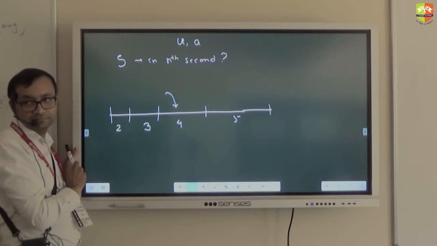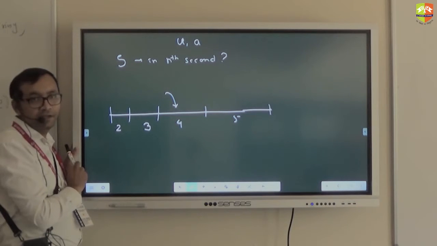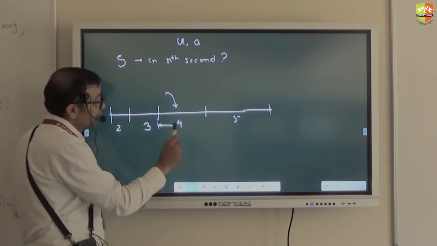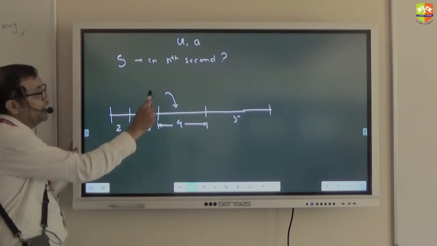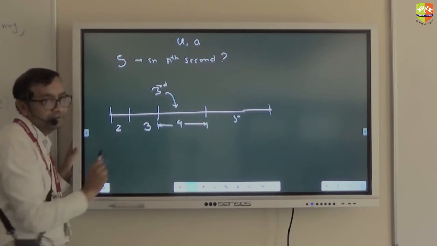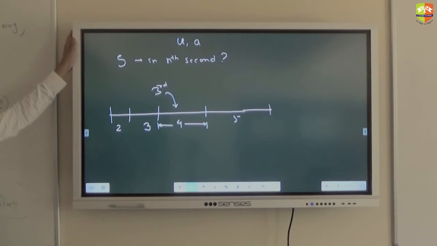Are you getting it? So this distance is 4 meter. This is the distance traveled in the third second. Total time is 1 second only, but that 1 second is your third second. Alright? I want you to find out how much is the distance in the nth second. Try this.